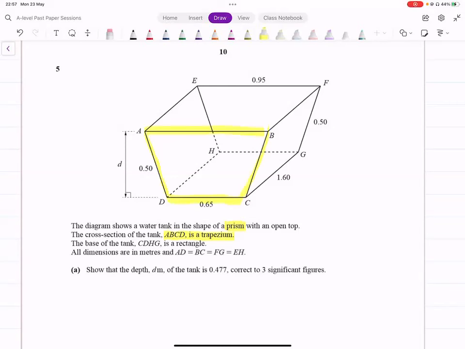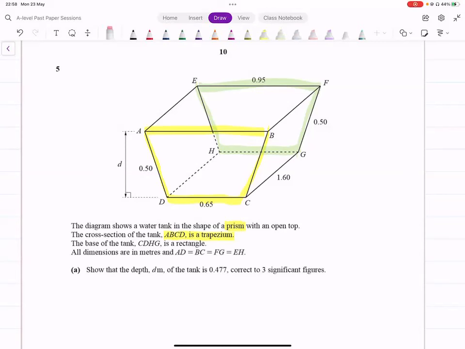तो इसके opposite side पे, पीछे वाली side पे आप देखेंगे तो वो भी आपका trapezium बन रहा है. तो opposite sides जो हैं वो आपकी इस तरह से same आ रही होती हैं prism के अंदर. ठीक है. So this is how it looks like. It says base of the tank CDHG is a rectangle. वो भी आपको नज़र आ रहा है. All dimensions are in meters. AD equals BC, AD equals BC, okay, and FG and EH.